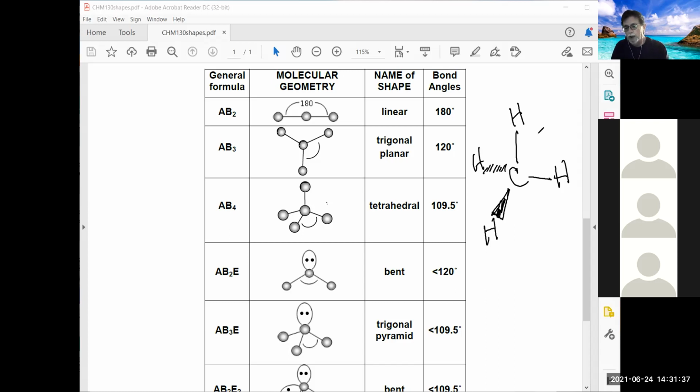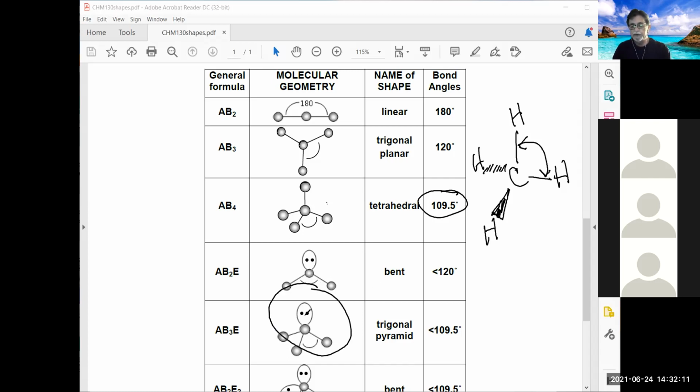Okay, so between here and here, these two hydrogens, there is an angle. And that particular angle is 109.5 degrees. Okay, that has been determined using what we call spectroscopic methods, alternative methods. It's 109.5 degrees all the way around. Now, let's take this example down here.